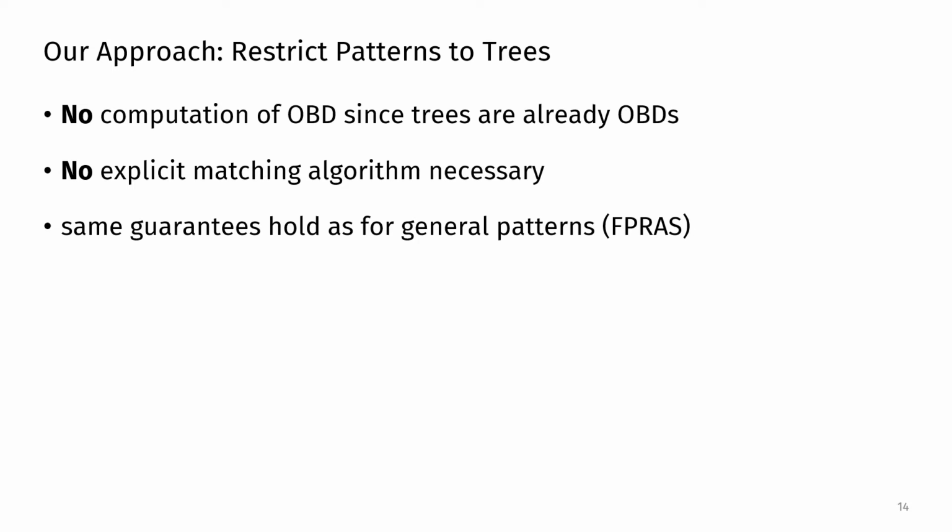So our approach is to restrict the patterns to trees. In that case, we do not need to compute an OBD since trees are already OBDs. And also we showed that in this case you do not need an explicit matching algorithm because a greedy embedding of a tree is already sufficient. Still, since trees are technically OBDs, all the guarantees from Führer et al. still apply. So this approach remains an FPRAS for Erdős-Rényi graphs.